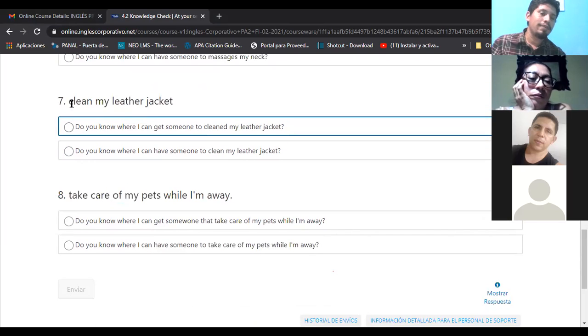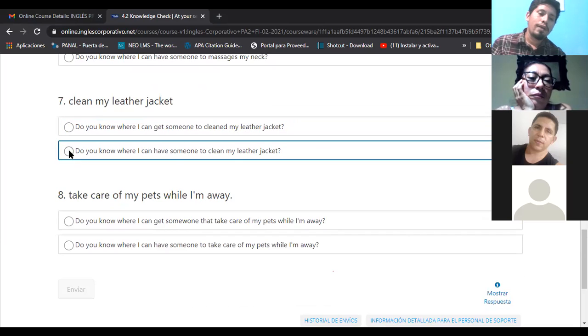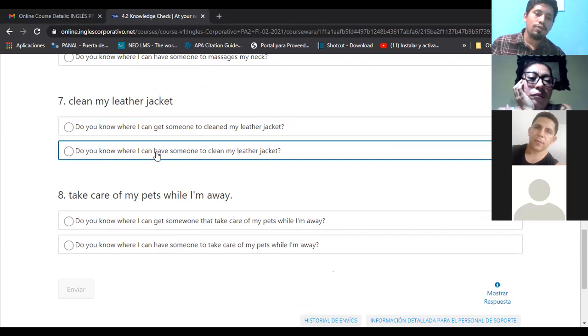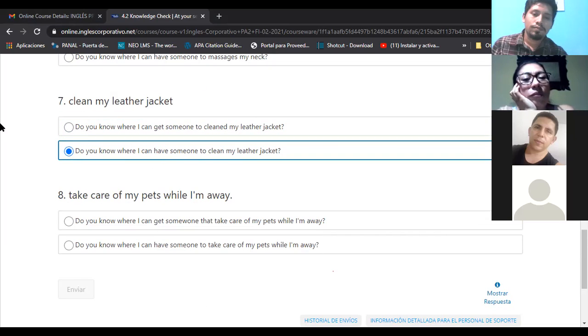What about number seven? Which one is the correct one? And why are we not using the incorrect one? The correct one is the second. Do you know where I can have someone to clean my leather jacket? And what is the mistake in the first one? In the first one, the verb clean is in the past. It's in the past, exactly.